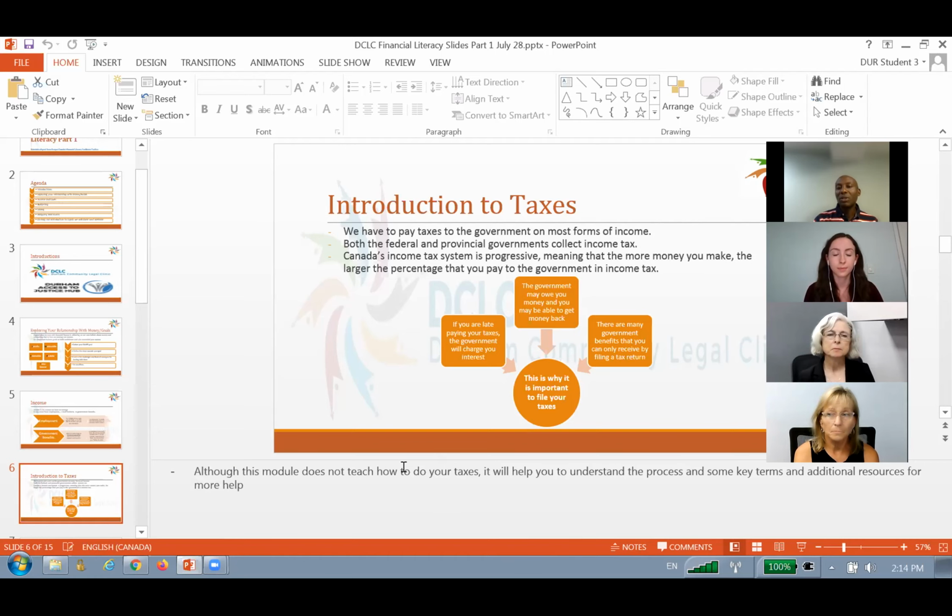So this module is not to show you exactly how to do your taxes, but just to give you general information so that you can understand the process of doing the taxes and why it is important to file your taxes. And in terms of filing the taxes, we shall help you on an individual basis to file your taxes and make sure you're current with your tax returns.